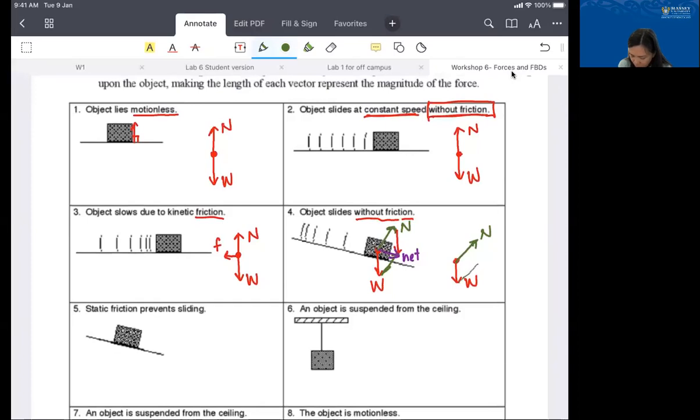If I do the parallelogram method, then roughly I should have a net force that is along the slope. Right? Okay, does that make sense? But you only just need to draw the weight force and the normal force.